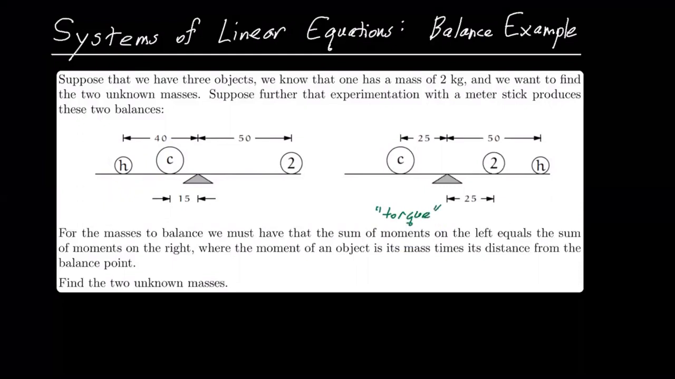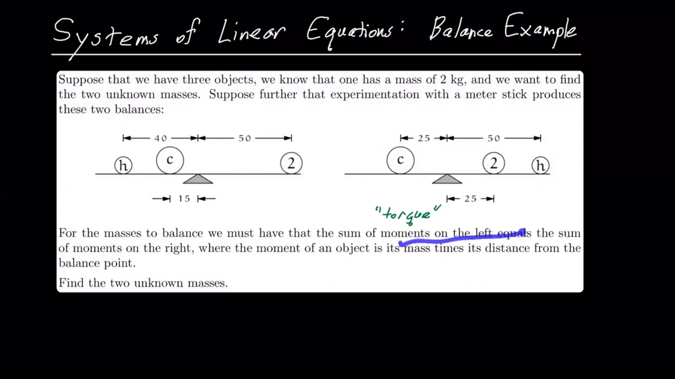If you've got some mass, like this 2 kilogram mass here, but it's, let's say, 50 centimeters away from the balance point, then the farther away it is, the more it's sort of pushing down on the side of the balance. And so the actual way to measure that is just mass times distance. So that's what's right here, mass times distance.